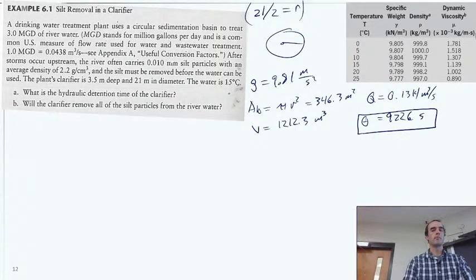Is the Q from the 3 million gallons per day? Yes, so we got 3 million gallons per day, and then multiplied by 0.0438 cubic meters per second. What they're saying is here it says million gallons per day stands for million gallons per day. 1 MGD is equal to 0.043, so we multiply that 0.043 by 3 because we were given 3.